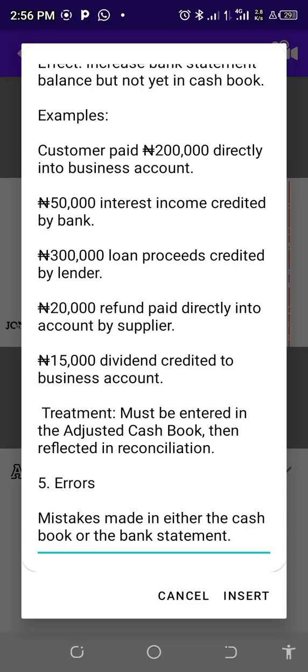Now, what is the treatment? Direct credits are treated in the adjusted accounts. In the adjustment of the account, the direct credits are adjusted there. And where are they going? The direct credits increase the bank statement balance, so they must go to the increasing side of the cash book. This will go to the debit side of the cash book as an equivalent increase in the cash book balance.